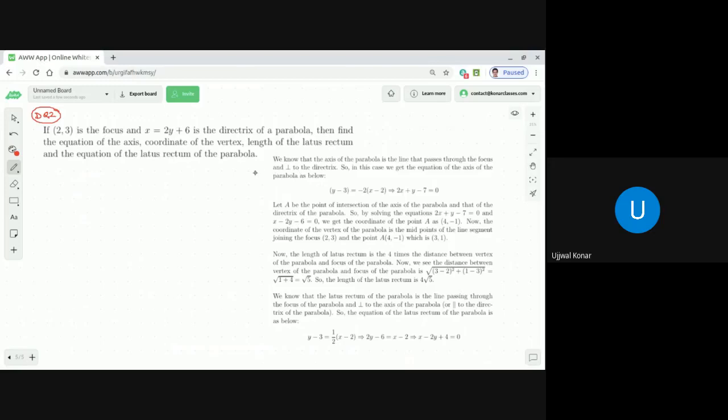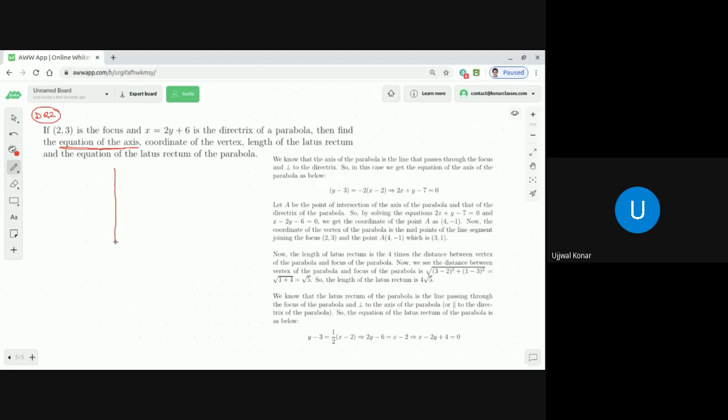Okay, the first question is to find the equation of the axis. These questions are testing the fundamentals. What is the equation of the axis? What is the axis of a parabola? We know that the axis of the parabola is the line that passes through the focus, correct or not? And perpendicular to the directrix, correct or not? Anyone has any doubt? Please do let me know.